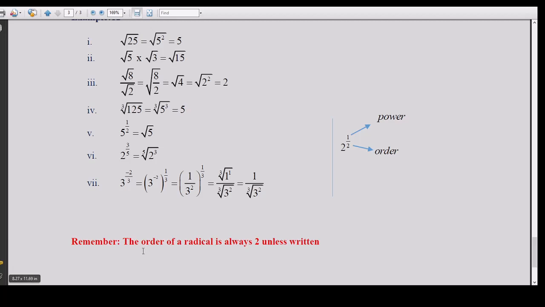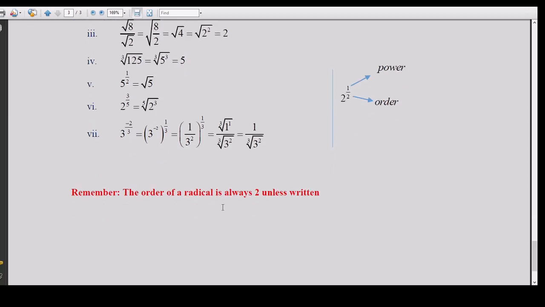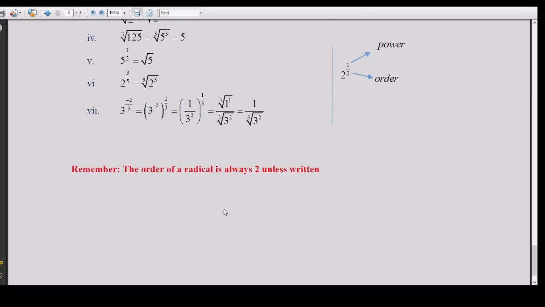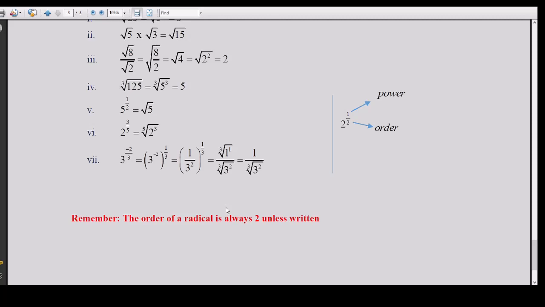Remember here that the order of a radical sign is always 2 unless written. That means in all these radicals where the order is not shown, you should take the order of that radical sign to be 2. Or you can say that it is a square root sign. For this class we'll stop here.